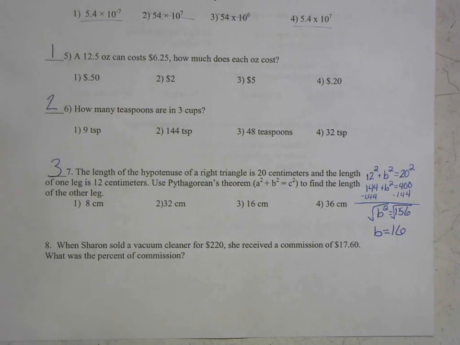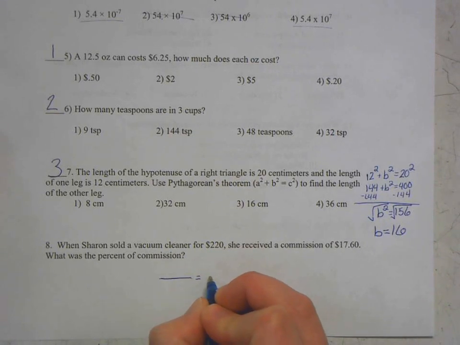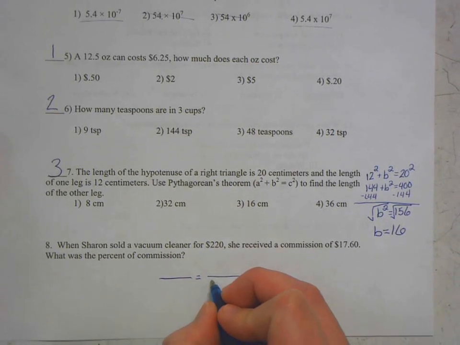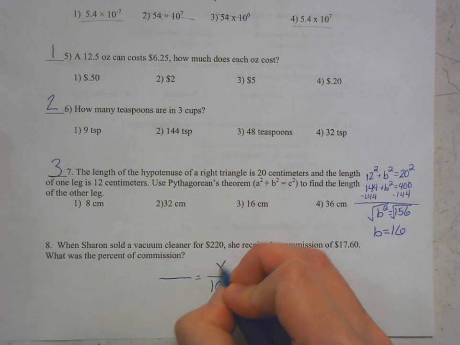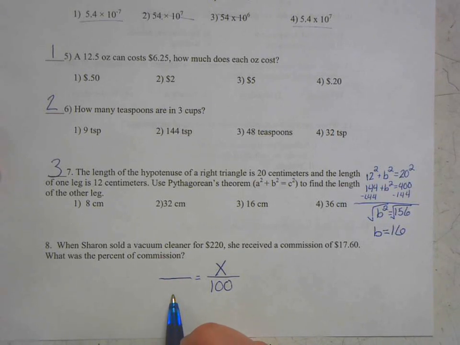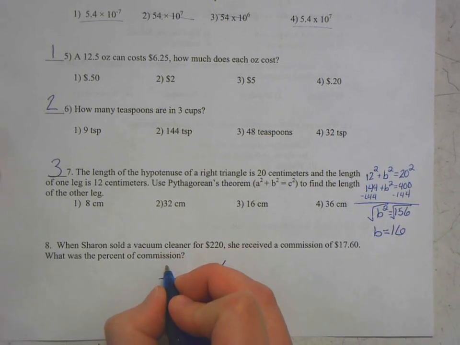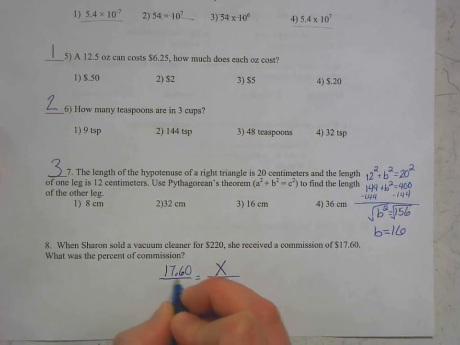When Sharon sold a vacuum cleaner for $220, she received a commission of $17.60. What was the percent of commission? You can set up a proportion for this, because we're talking about percents. So remember, it's the one with the 100, and so the percent is always over the 100, and then the part over whole is your other fraction. So her part, her commission, was $17.60. The whole is the entire sale, which would be the $220.